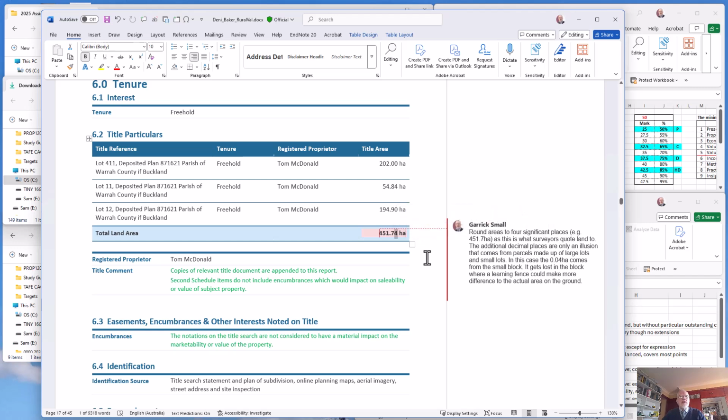I mention this because as you go through your professional careers, regardless of what you're doing, if you are dealing with large lumps of land, especially when they come as a parcel of several lots, be very wary not to fall into the trap of attributing greater precision to the land than is actually there. That's a very common problem.